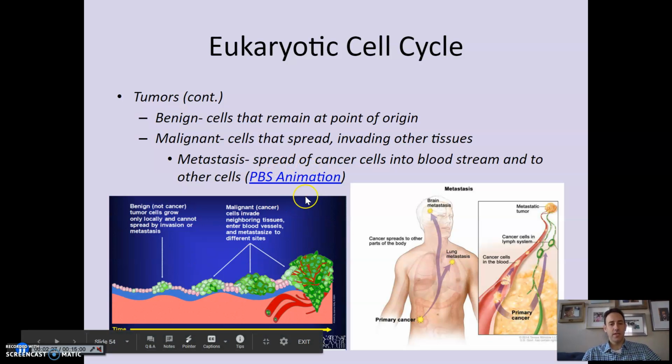There's a nice animation here. You need a flash player to watch it, unfortunately, but I'll go through this diagram in case you can't access that. As the tumor grows, the cells eventually begin to invade the underlying tissue. And if the tumor gets close to the bloodstream, those cells can actually enter the bloodstream. And then from the bloodstream, they can spread to other parts of the body.